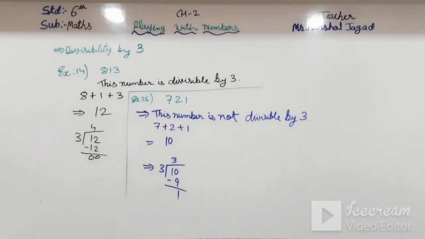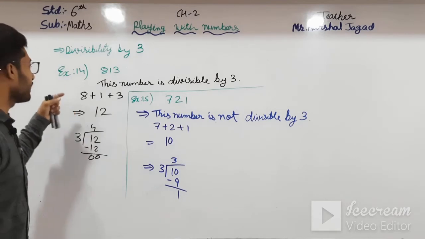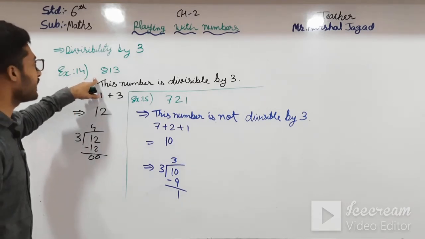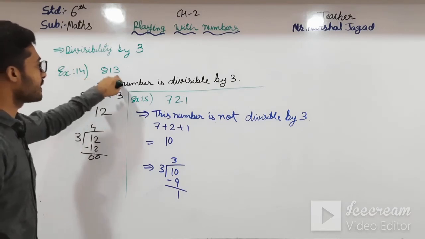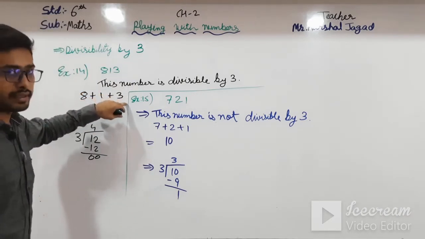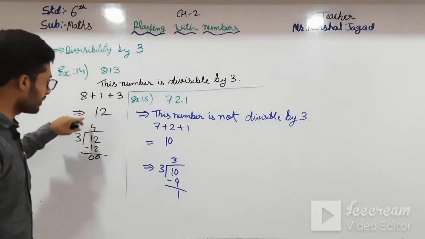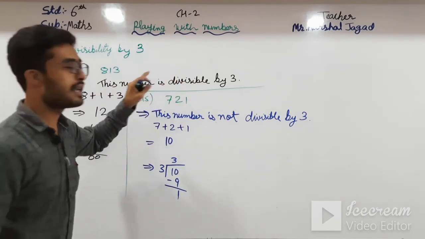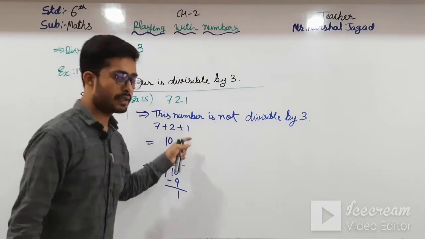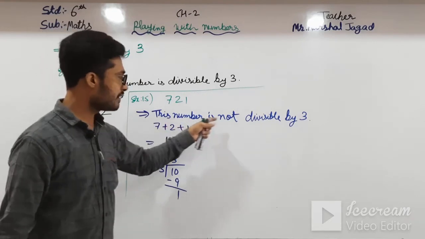Now moving towards the divisibility test of 4. But before going to the fourth, I will just repeat this: if you have to check the divisibility test of 3, then the number which is given to you, you have to make the sum of its digits, here 8 plus 1 plus 3, and we get the answer 12. Is the total which we get divisible by 3? Yes, then this number is divisible by 3. But here, 7 plus 2 plus 1, 10 is not divisible by 3. Okay students, so what happened? This number is not divisible by 3.